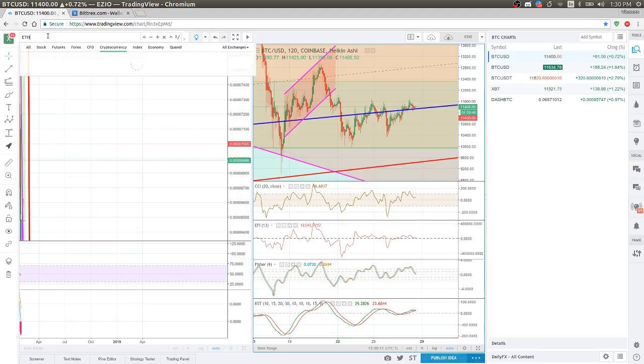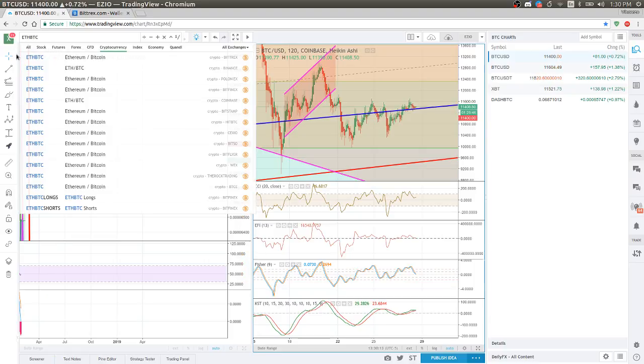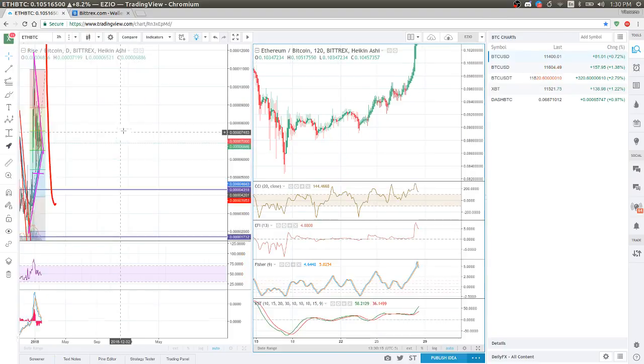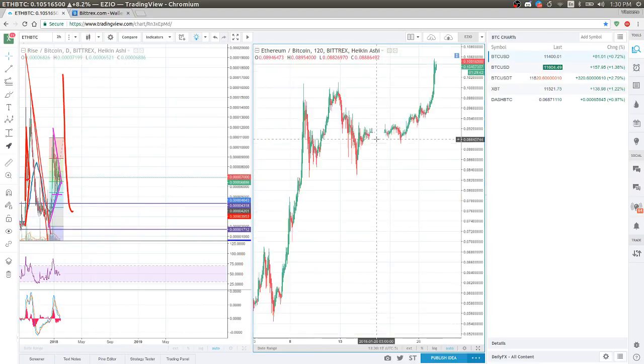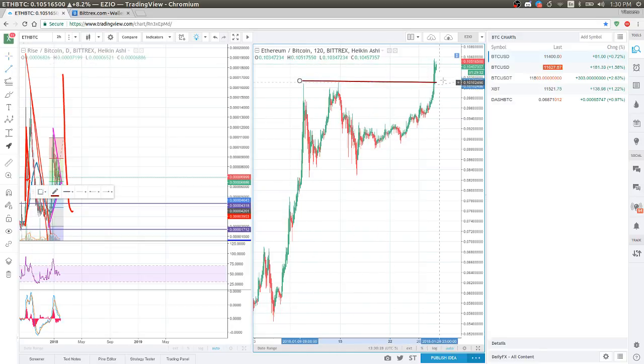Ethereum BTC. This is a perfect example. Ethereum BTC here. Oh, it's pumping. Yes. This nice flat top, guys. That is breaking.